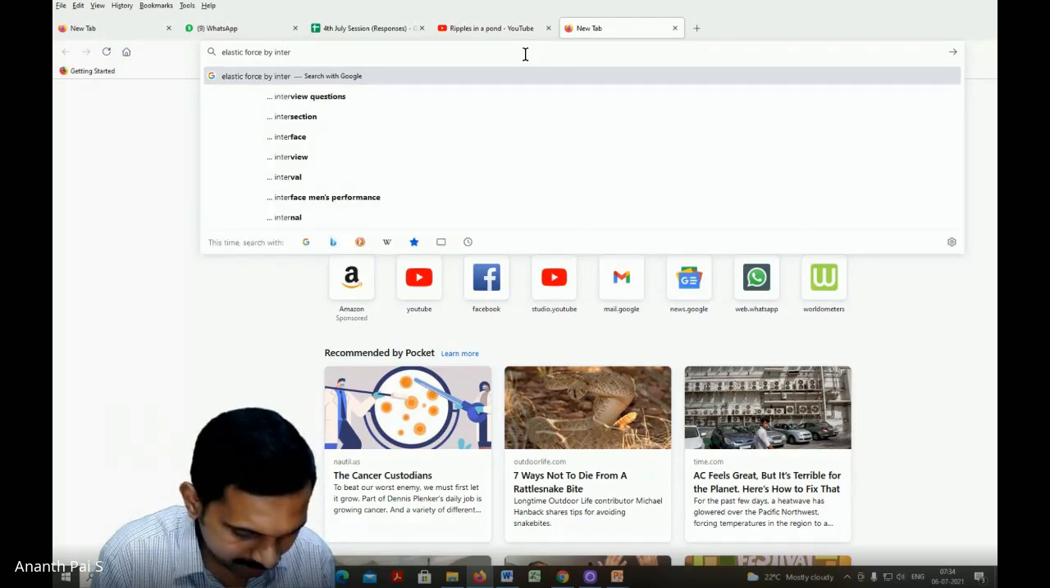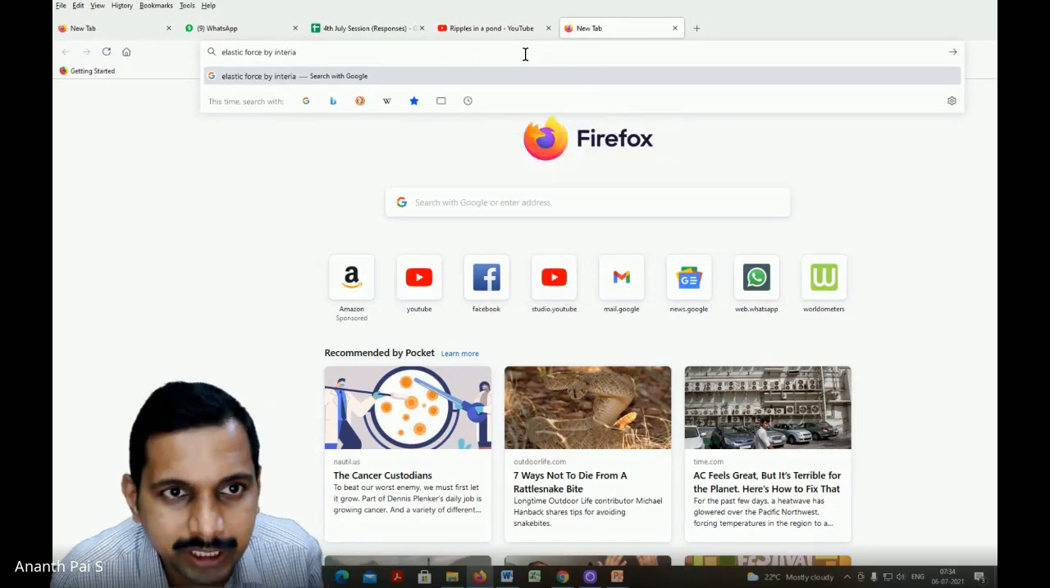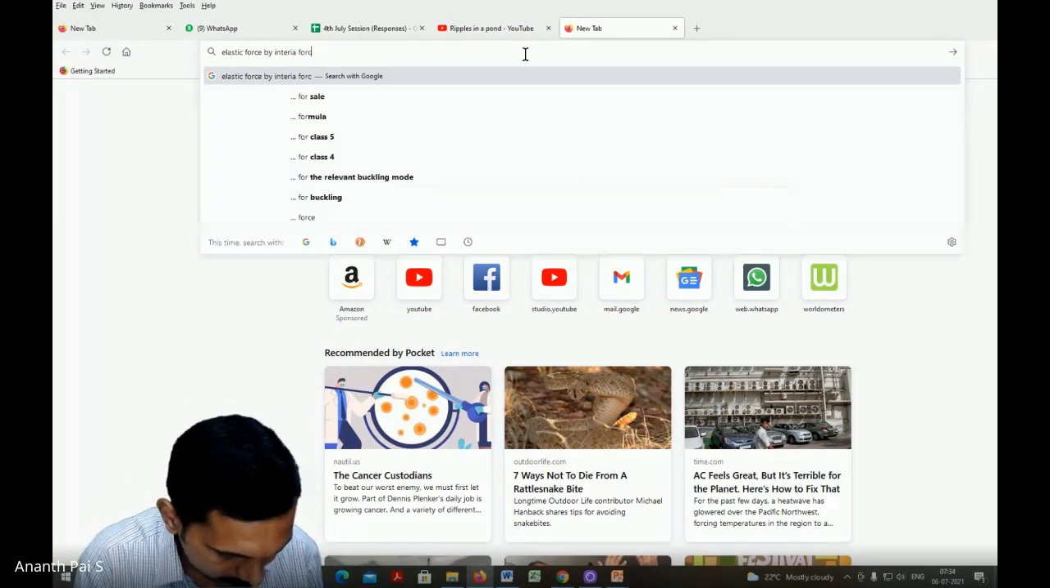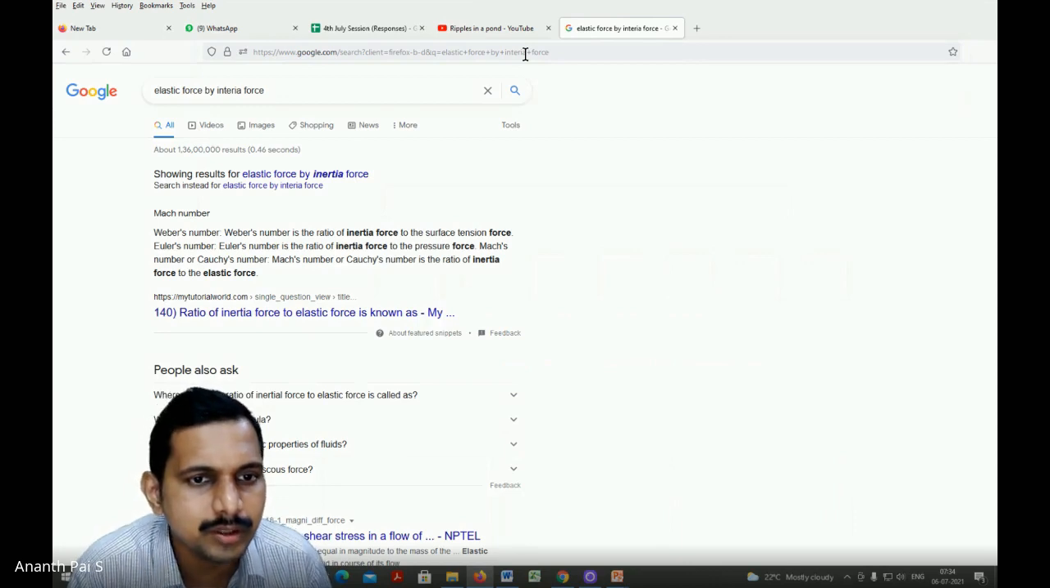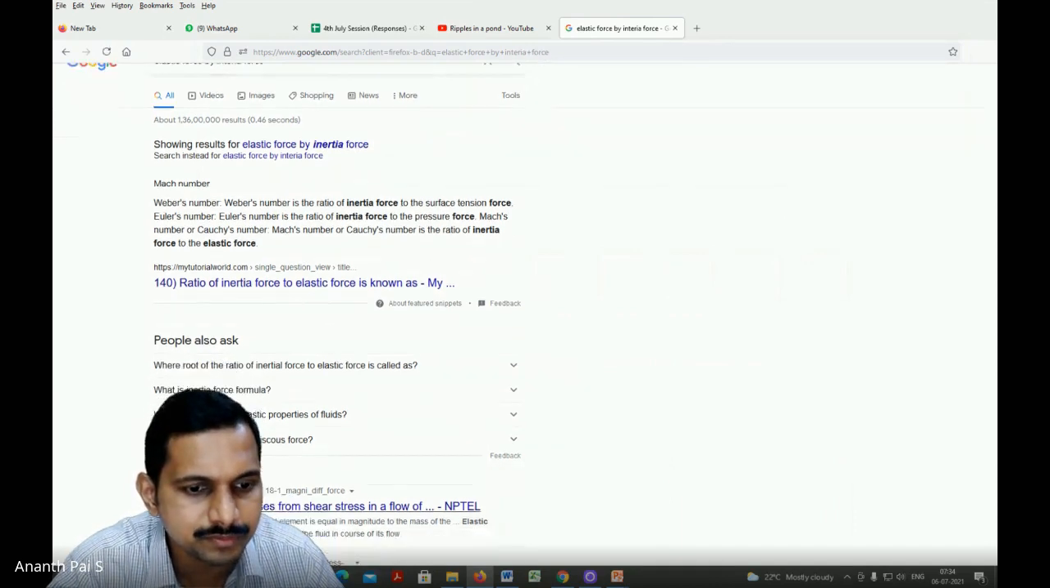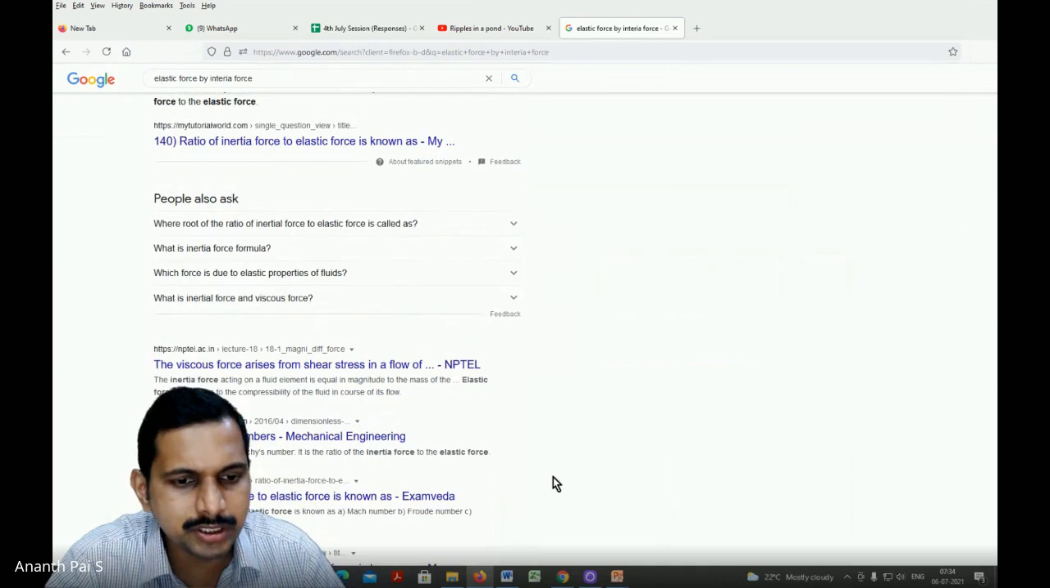Actually, when we do our B.Tech, we understand the Weber number and the Euler number. Weber number is inertia force by surface tension force. No, I'm not saying it's not there. It may be there somewhere.